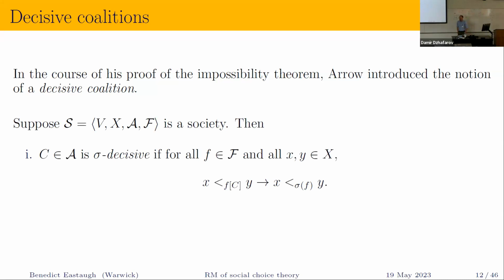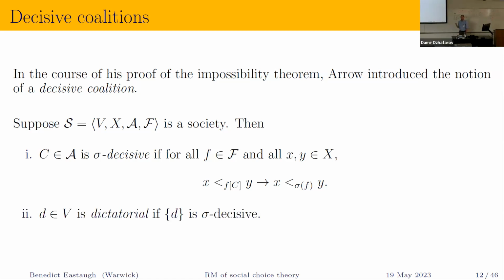then we say that a coalition C is sigma decisive if for all profiles F and all alternatives x and y, if x is strictly preferred to y by everyone in C, then x can be preferred to y by the social welfare function for profile F. Okay.